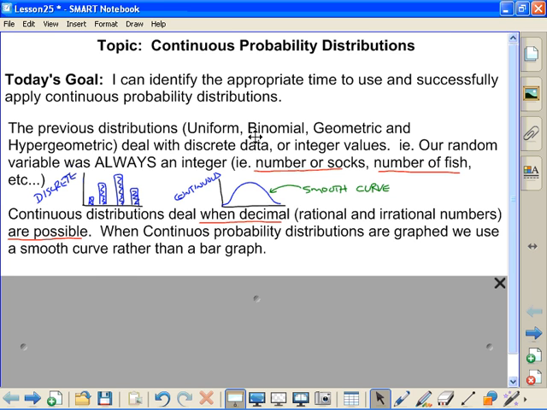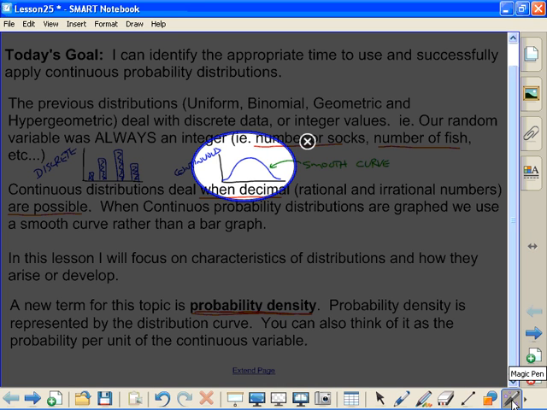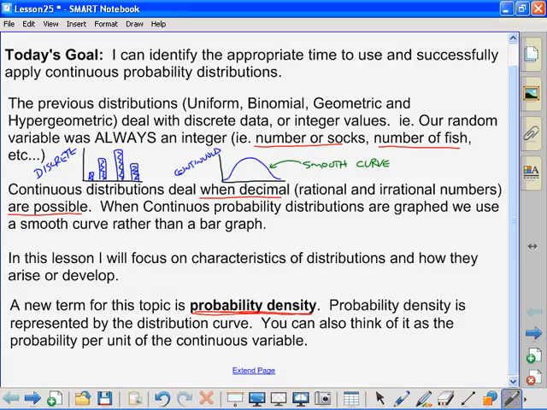To finish this introduction off, in this lesson I'm going to focus on the characteristics of a continuous distribution, and I'm going to introduce something called probability density. Probability density is kind of the whole point of the remaining lessons, and that's what our focus is going to be on. Density is represented by these distribution curves. When I refer to a distribution curve, this is what I'm talking about. It's very similar to a frequency diagram with discrete data. The difference is it's a smooth curve, and a couple of new properties arise from it.